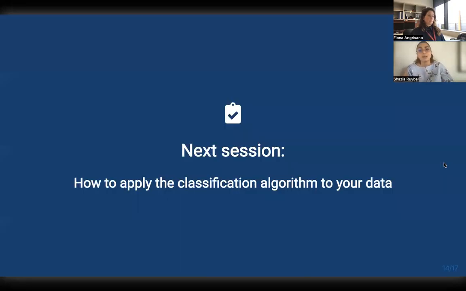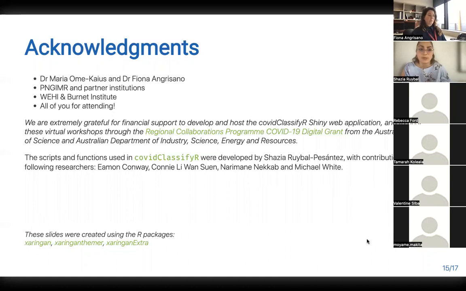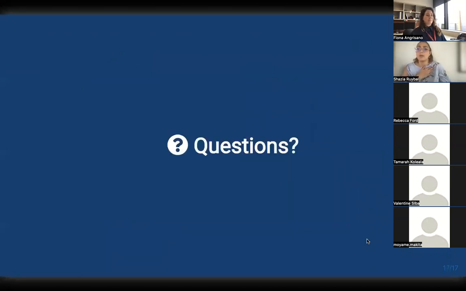And yeah, that's it for this session. And the next one is just more practical on how to apply the algorithm to your data set in the app. So I think I've just got the acknowledgements for these sessions and all of the resources there if you want to come back to this. And then I'll just open to any questions or discussions before we take maybe a short break and then go into the practical side of things.